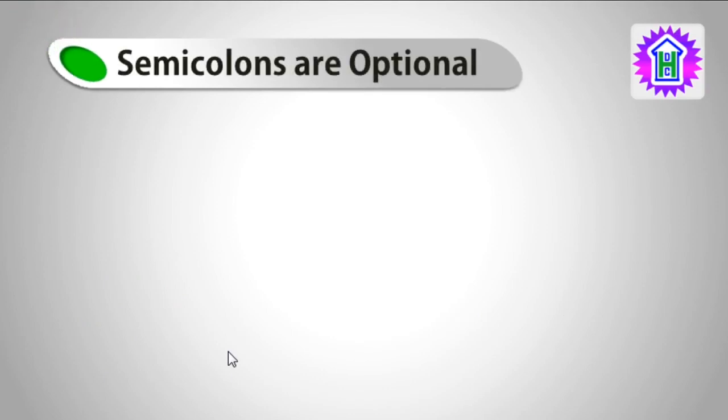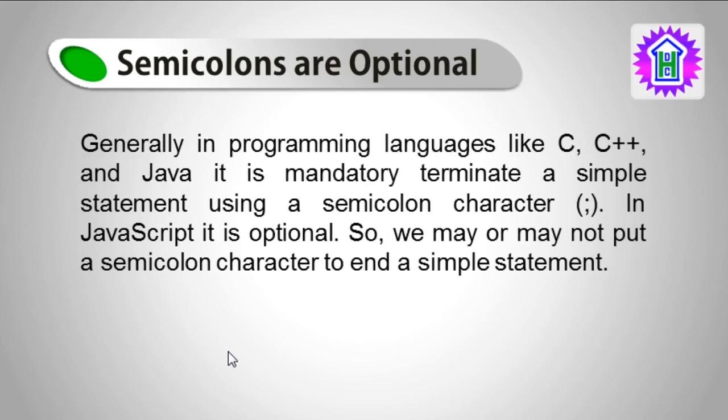Semicolons are optional in JavaScript. As we have already declared variables with and without a semicolon, now I am making it clear that semicolons are optional in JavaScript. Generally, in programming languages like C, C++ and Java, it is mandatory to terminate a simple statement by using a semicolon character. In JavaScript, it is optional. So, we may or may not put a semicolon character to end the simple statement.